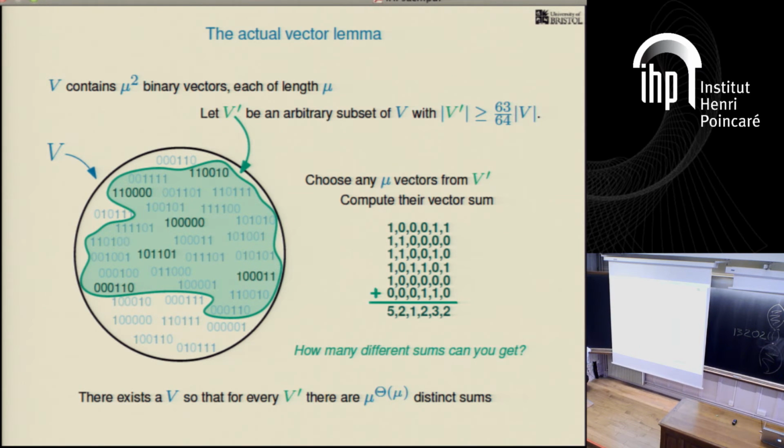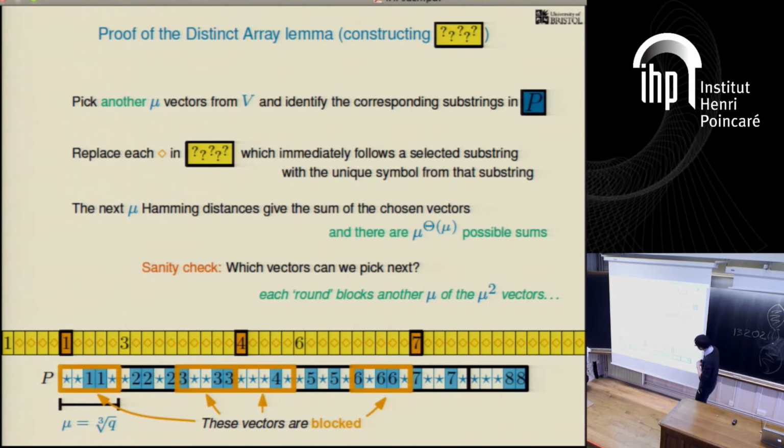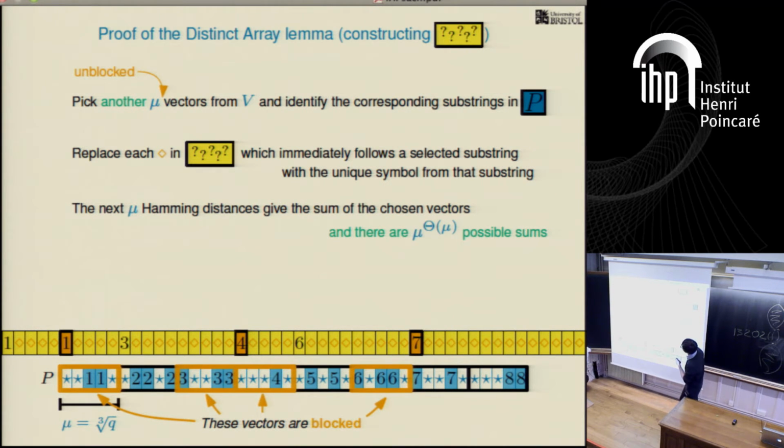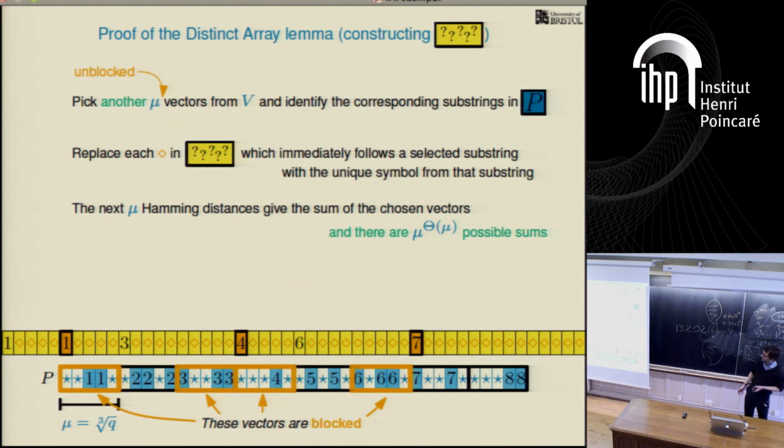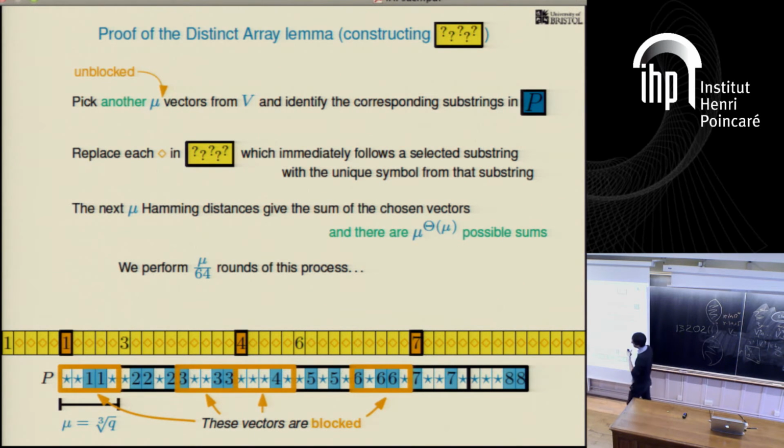So you pick the v, some adversary removes some vectors, and you'll still have lots of different combinations available. Yeah, it's still a multiset. So the fact that some of these things are blocked doesn't make any difference, except that I have to pick unblocked vectors. I just can't pick things that are in blocked positions that already have things in front of them. But that's OK, because I'm only removing mu things every round. So in fact, I can still perform mu over 64 rounds of this before too many things get blocked.